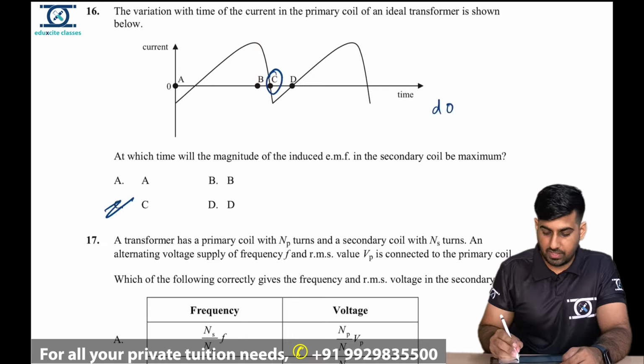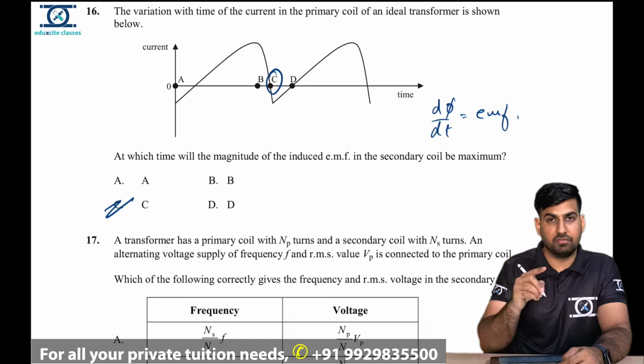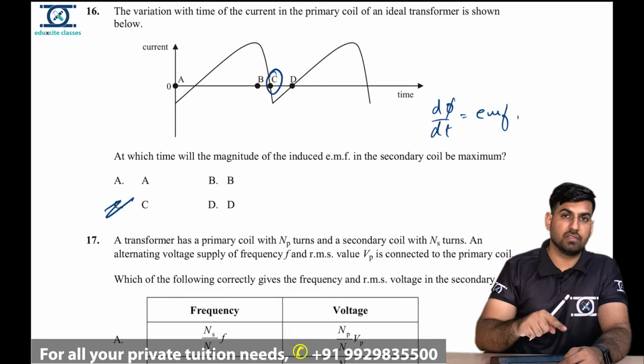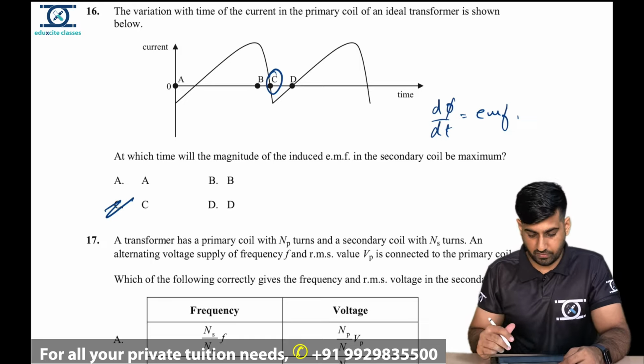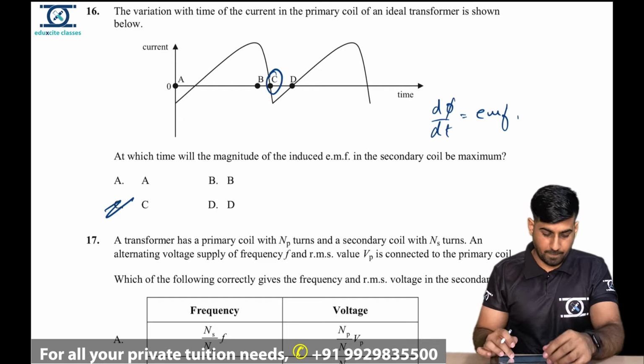So you just say dΦ by dt is the induced EMF. Okay. So the current is changing, the magnetic field will change, the magnetic field strength changes, and due to that the magnetic flux changes, resulting in induced EMF. Okay. So everything is interlinked, you have to connect the dots.